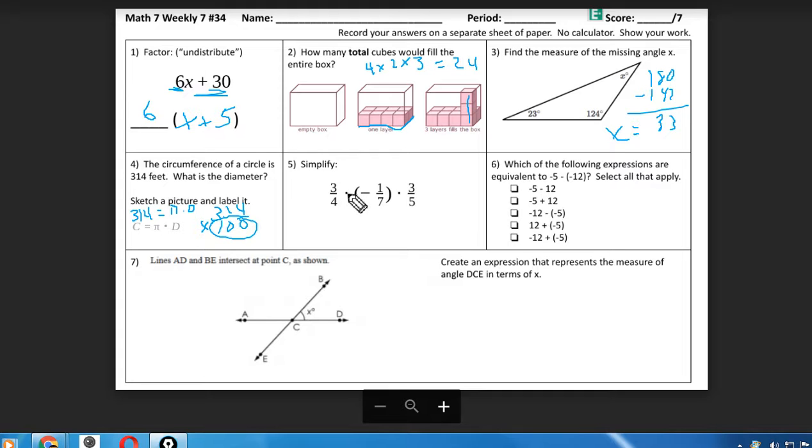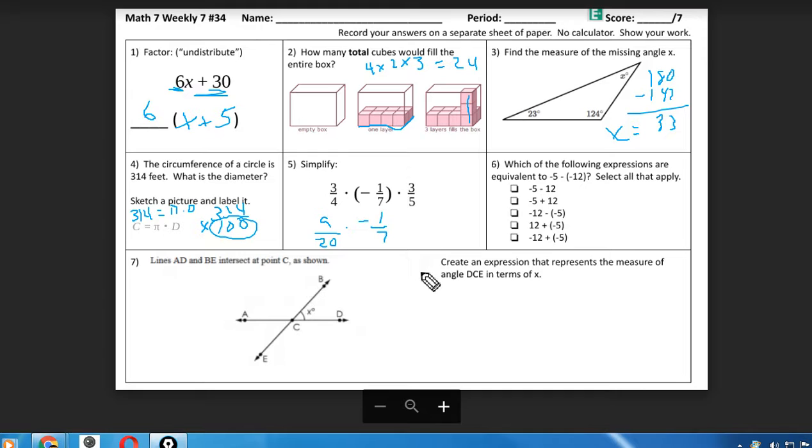Okay, so simplify. So what we have here is we have multiplication. Okay, so we can do this one of two ways. I think the easiest way to do it is to multiply my two positive numbers. So we have 3 times 3, and that's going to get us our 9. And we have 4 times 5, which is going to get us 20, and we still need to multiply it times a negative 1/7.